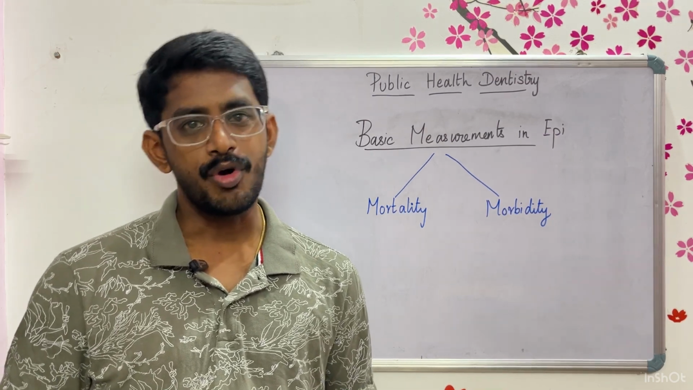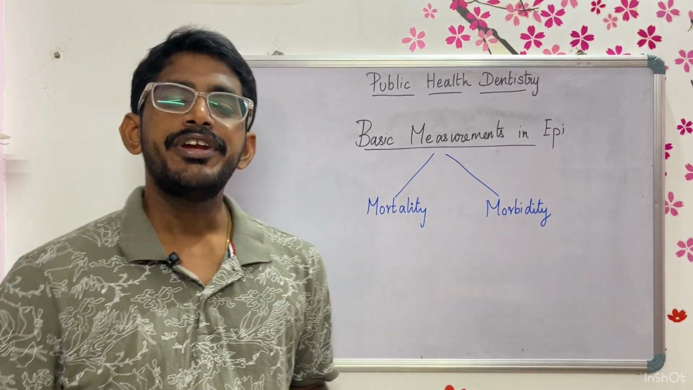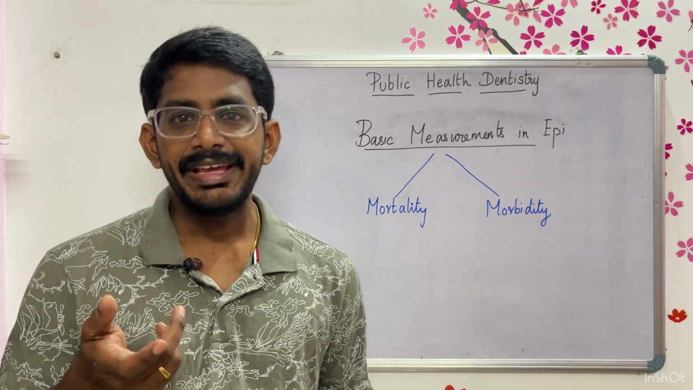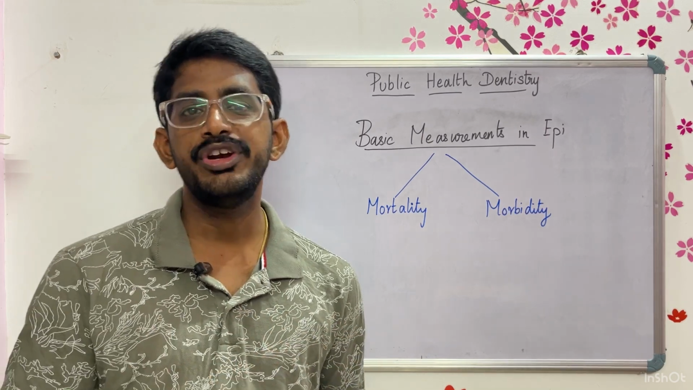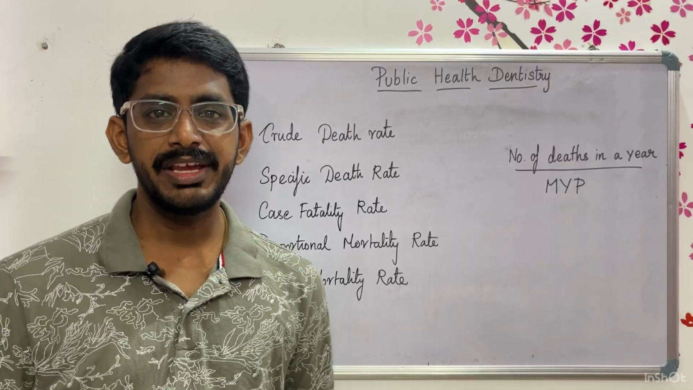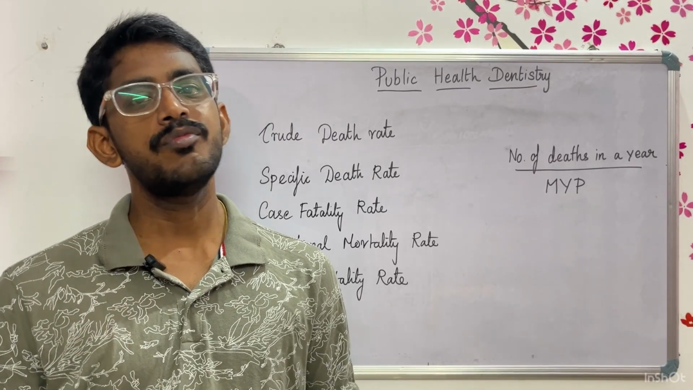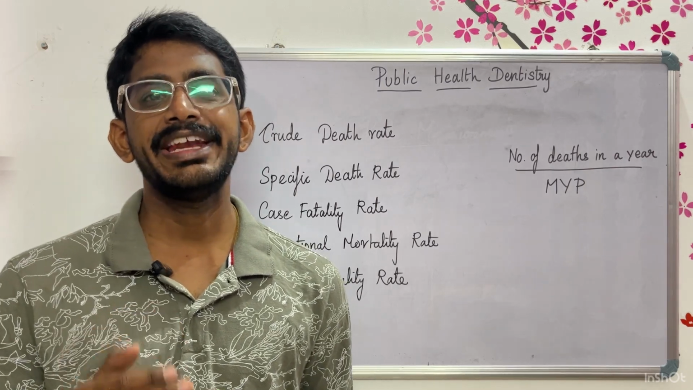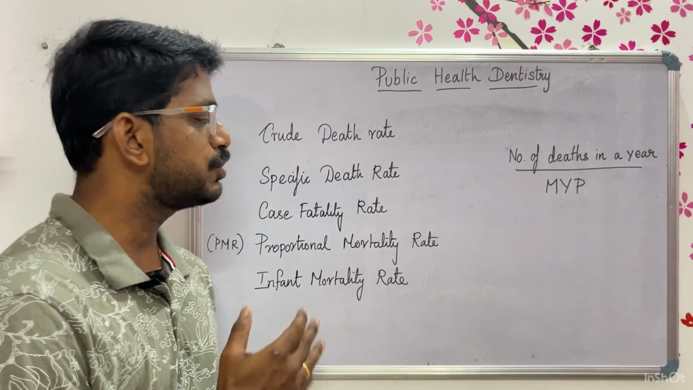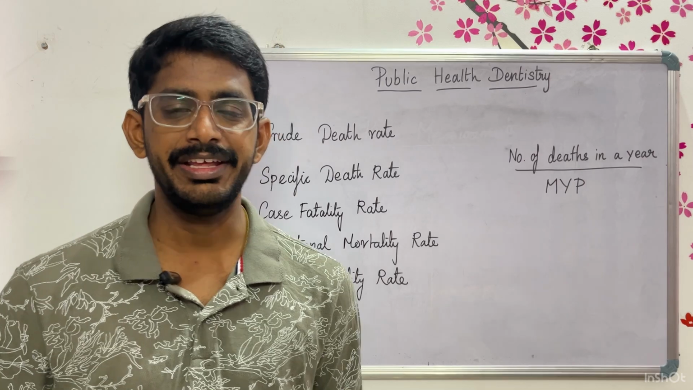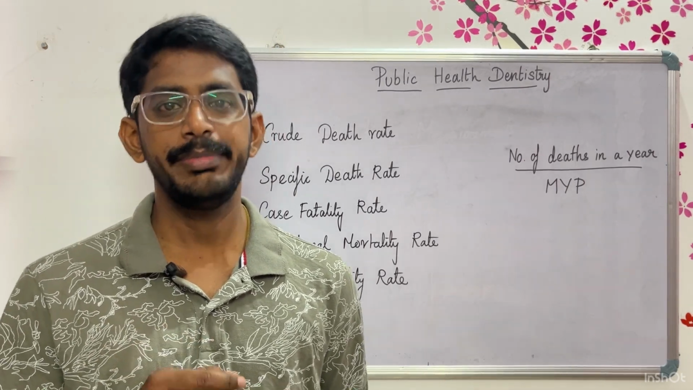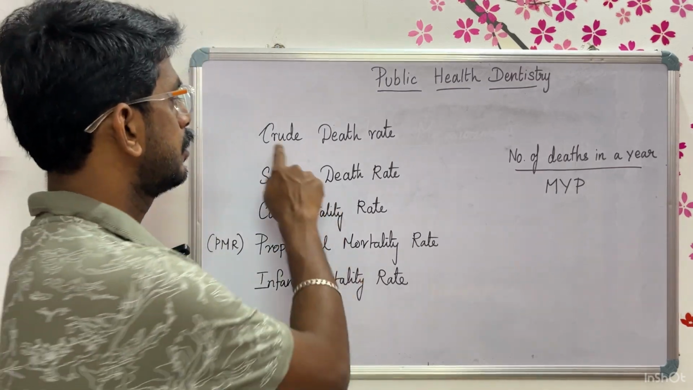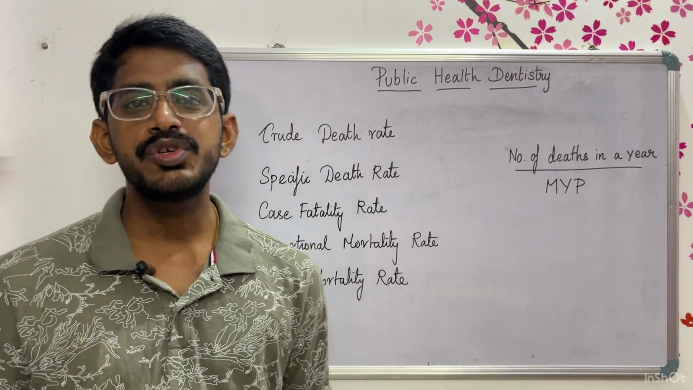Let's start with mortality. Mortality is actually a very good public health indicator. It indicates the public health state of a community or a region. So let us begin with the indicators of mortality. There are almost 4 to 5 indicators of mortality. The first and the most important, or the simplest, being crude death rate. So what is crude death rate?